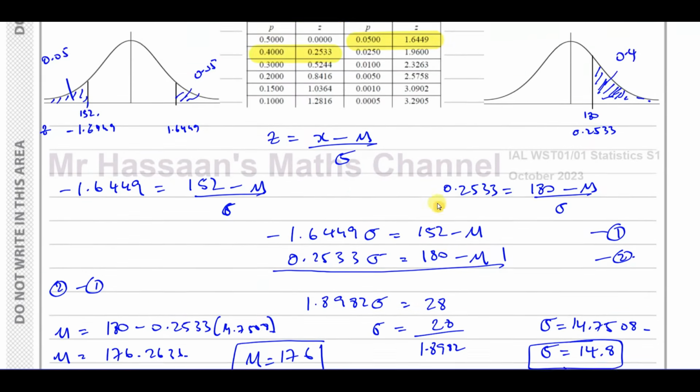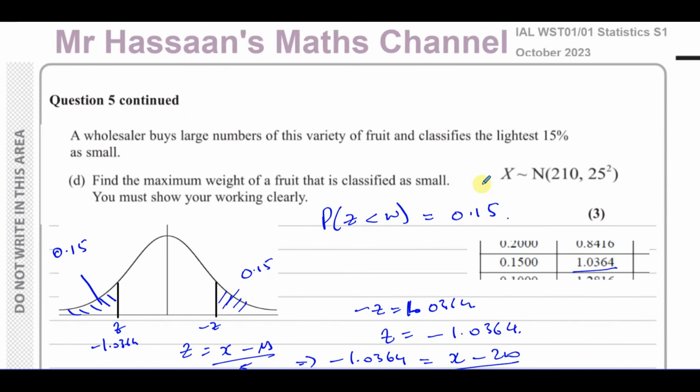So that completes question number 5 from the October 2023 S1 paper. Other questions from the paper can be found in the playlist that will appear in this section over here. Other questions from the topic of normal distribution are in the playlist over here.